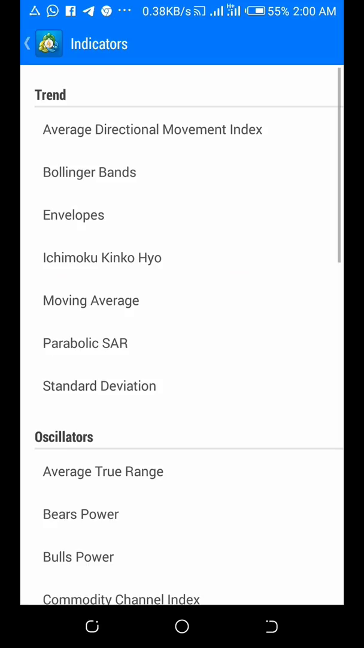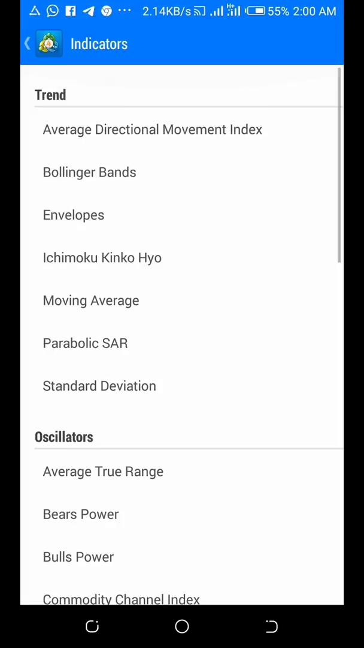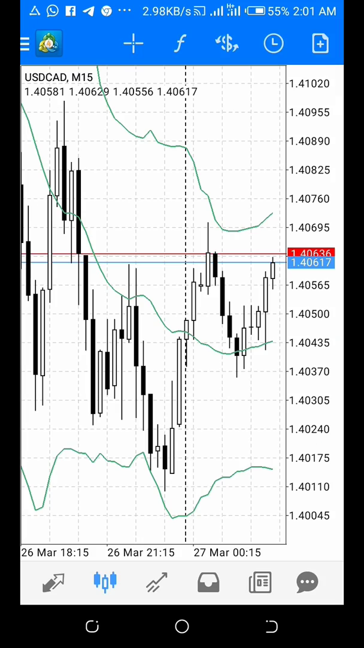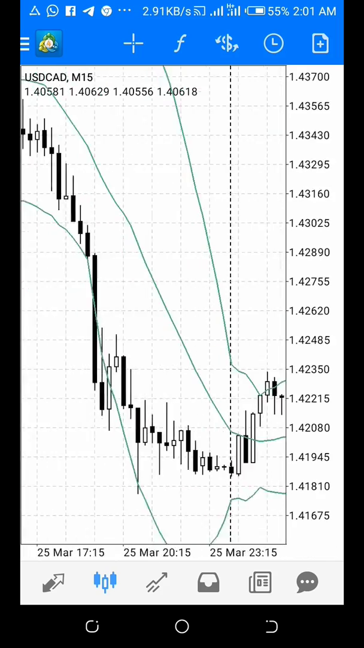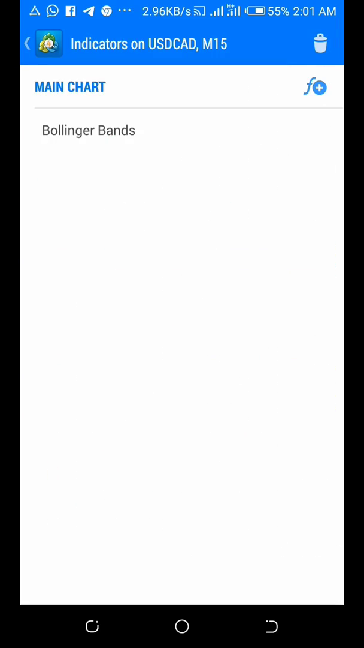So after pressing this F, you have something like this. You have all the indicators we have in Binary 4. It depends on configuration. You have to configure it to what you like first. Let me just go for instance, Bollinger Bands. Actually, I'm just using this for example. After pressing it, you can see what you can find on my screen.